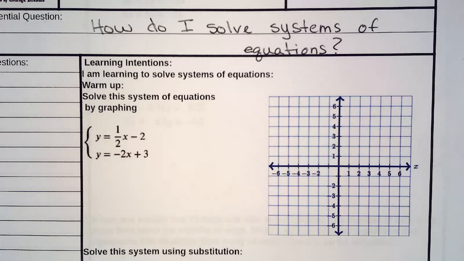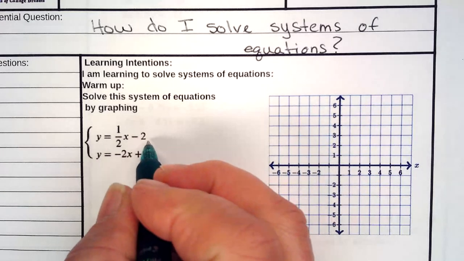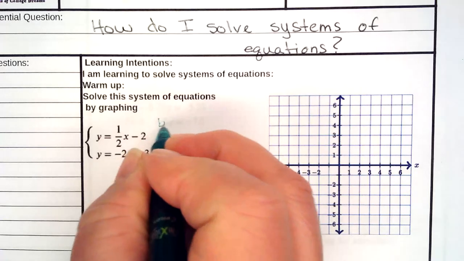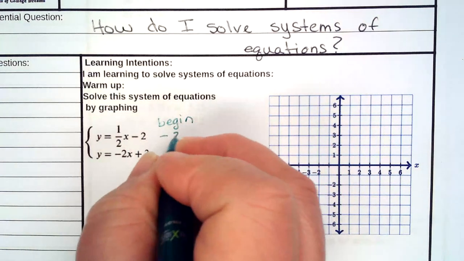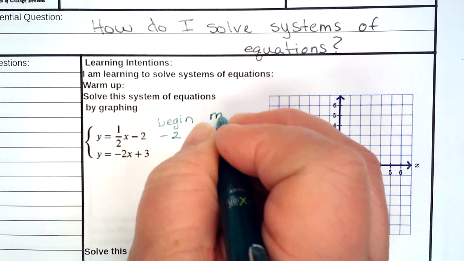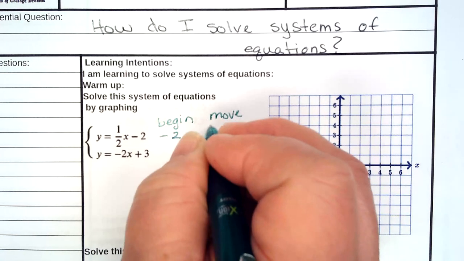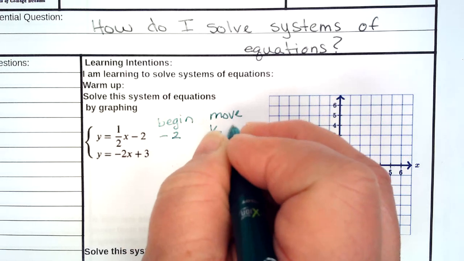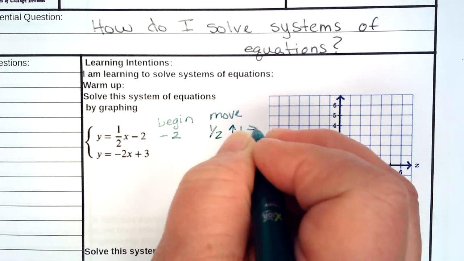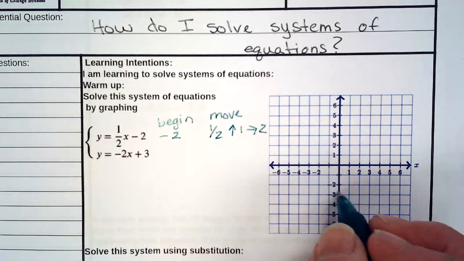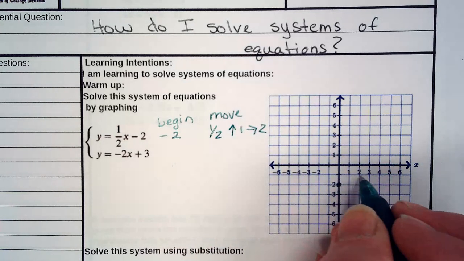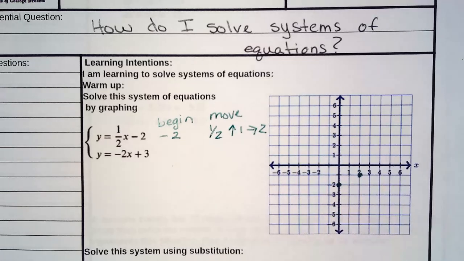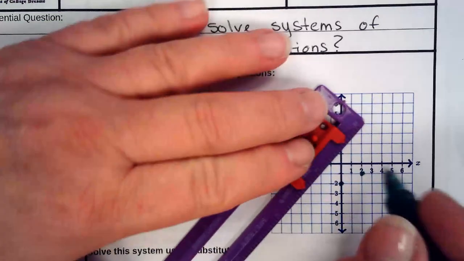So as we're looking at the first system, where do we begin? At -2. How do we move? 1/2, which is up 1 and right 2. So I start with -2. I go up 1 and right 1, 2. I now have a second point and I can graph.